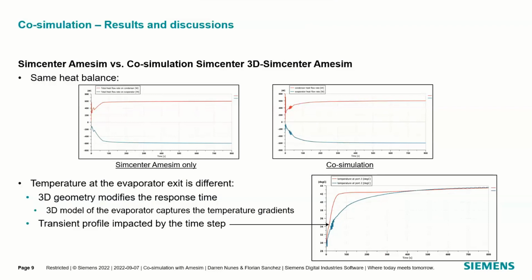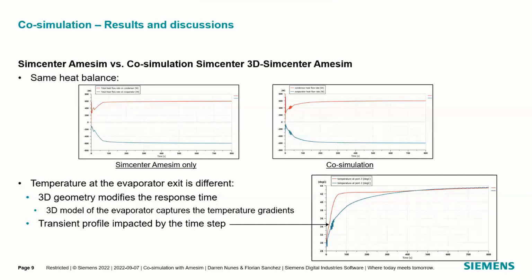Yeah. So before going into the results, and what is really interesting with co-simulation, we did a short comparison between a model that involves only the SimCenter AmSim part and the model I just presented with co-simulation. As you can see here, we have the same heat imbalance, which basically validates the connection and communication between the two models. But when we look at the temperature profiles, you can see that we got some differences.